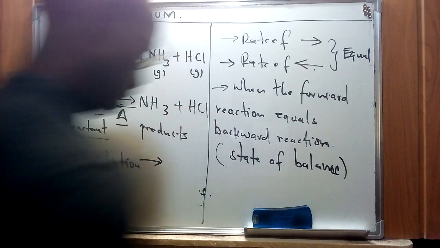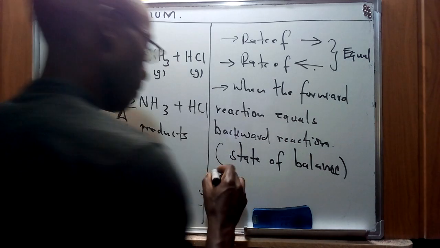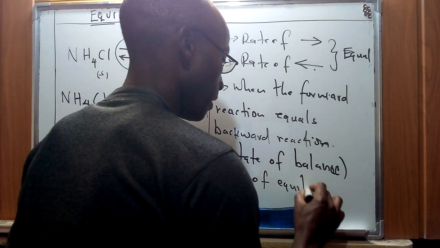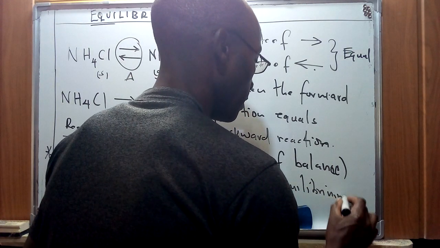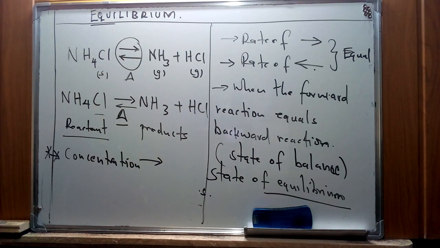And at this specific point, we're going to see that the forward and the backward reaction are in the state of balance that we're going to refer to as a state of equilibrium. This is a derivative of the term equal. So equilibrium means that the rate of the concentration on both sides are equal.